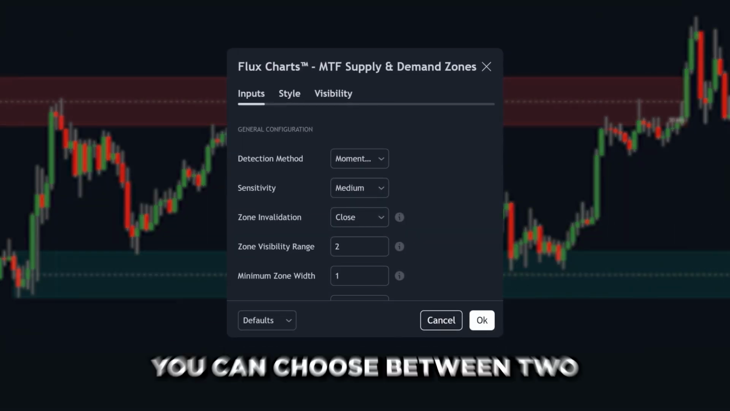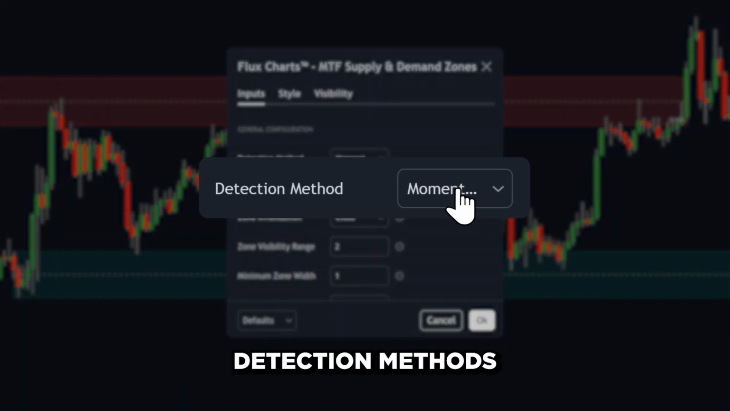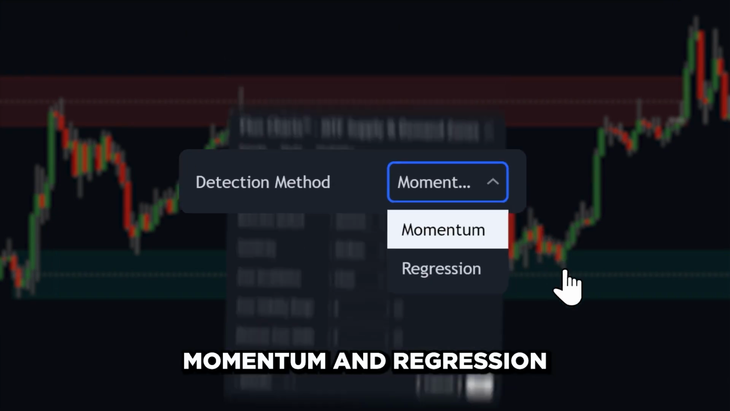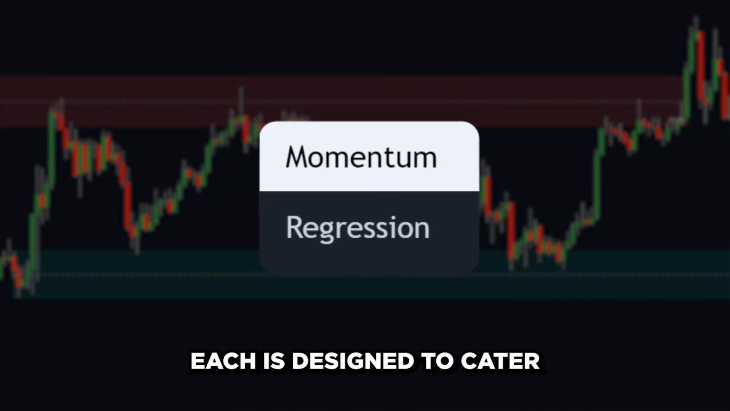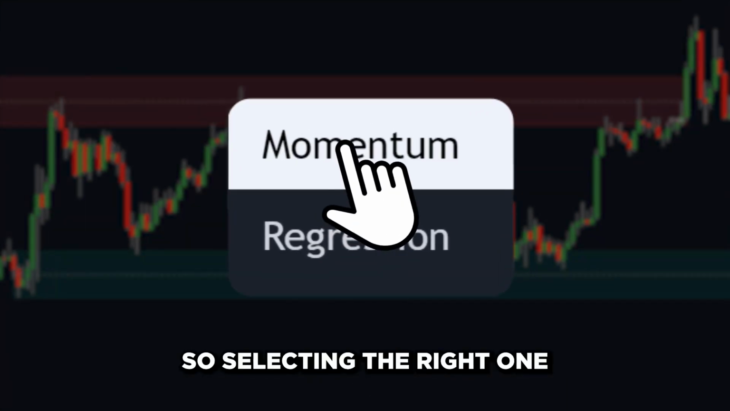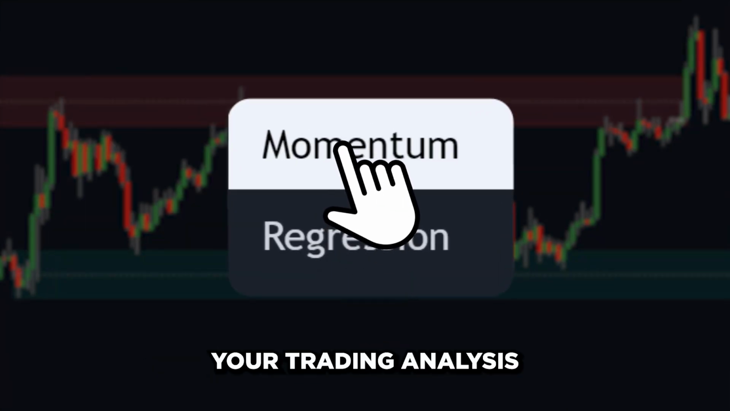With our new update, you can choose between two detection methods for identifying these zones: momentum and regression. Each is designed to cater for different trading styles and market conditions, so selecting the right one depends on how you approach your trading analysis.